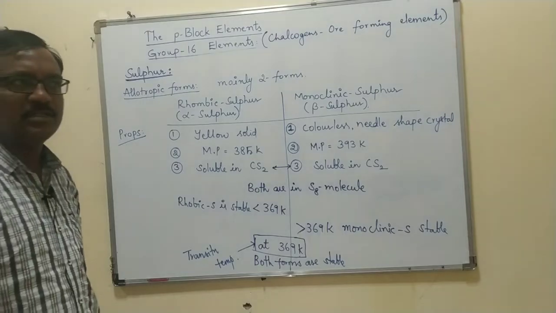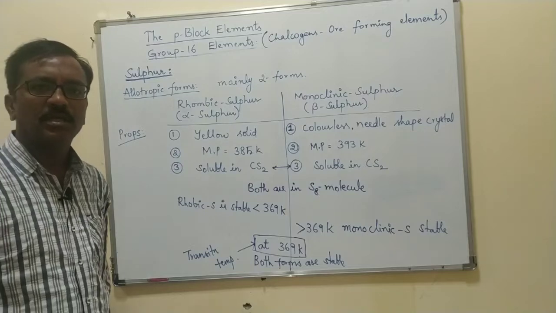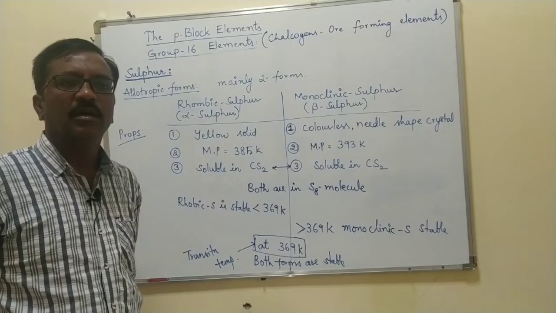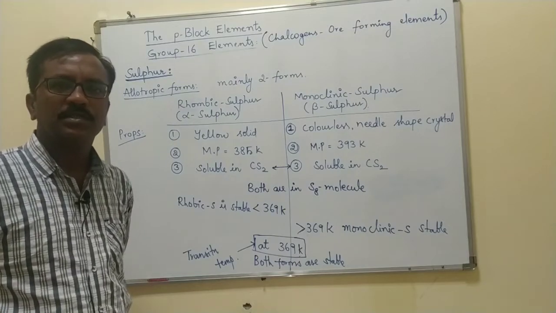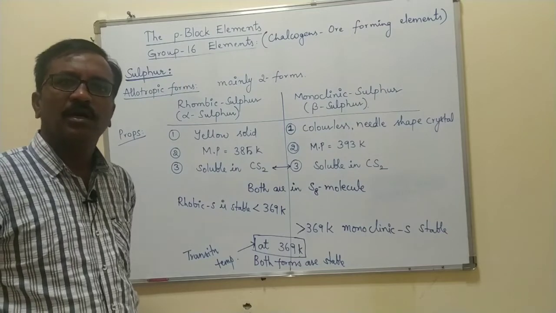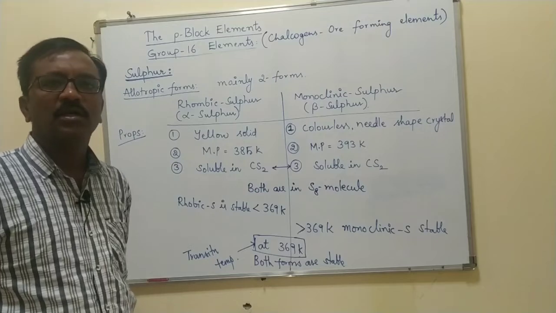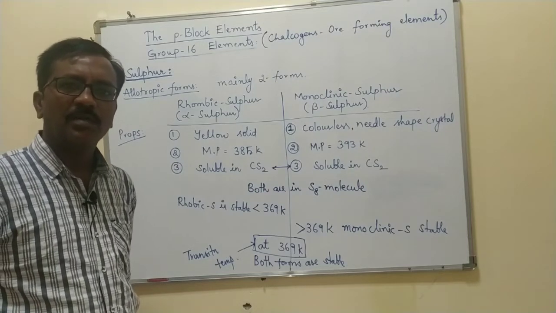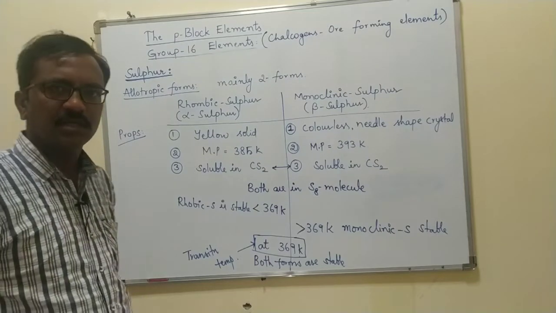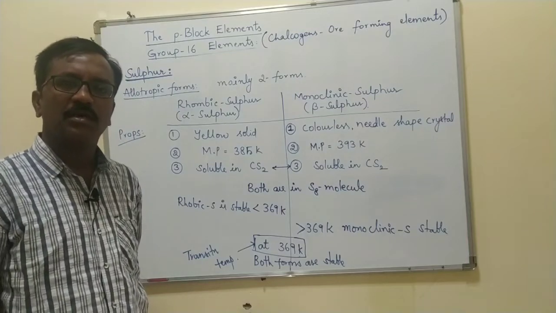Good morning, dear students. Yesterday we discussed general properties. In previous classes we discussed general properties of 16th group elements, anomalous behavior of oxygen, dioxygen and its preparation, properties and uses. Next was types of oxides: simple oxides, mixed oxides, and we discussed ozone preparation and its properties.